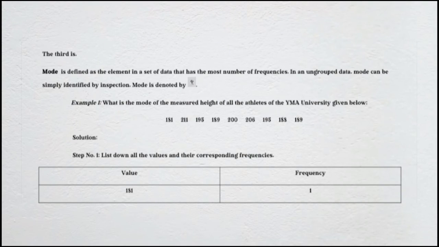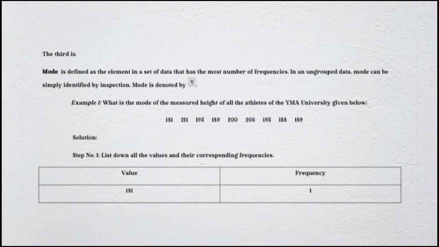And for the last concept of the measures of central tendency, we have the mode. Mode is defined as the element in a set of data that has the most number of frequencies. In an ungrouped data, mode can be simply identified by inspection. Example number 1. What is the mode of the measured height of all the athletes of the YMA University given? Given below, we have 181, 211, 195, 189, 200, 206, 195, 188, and 189.